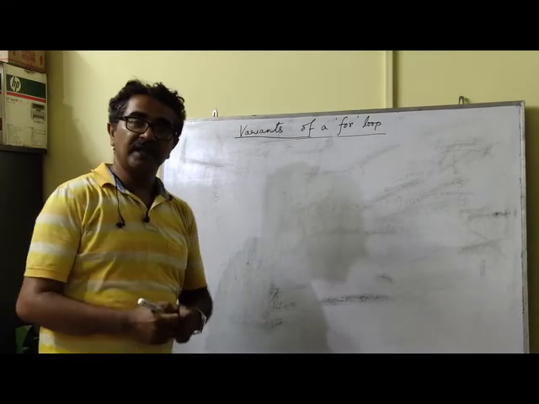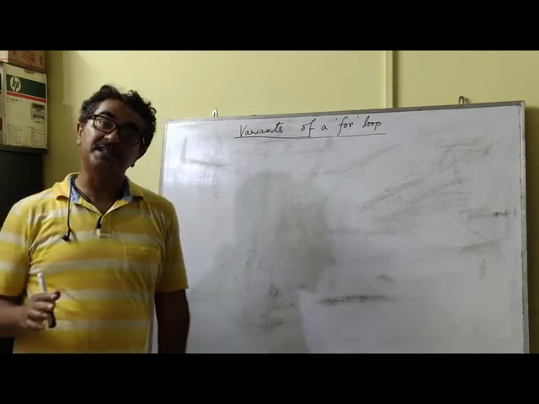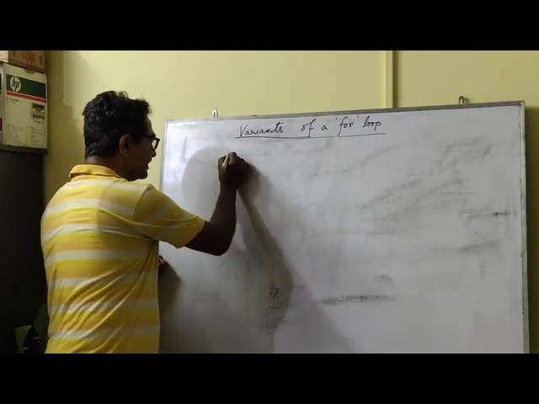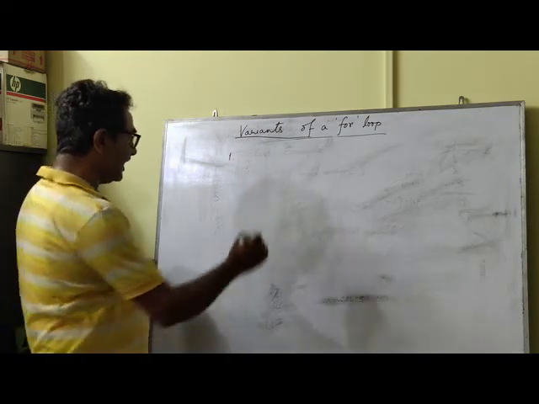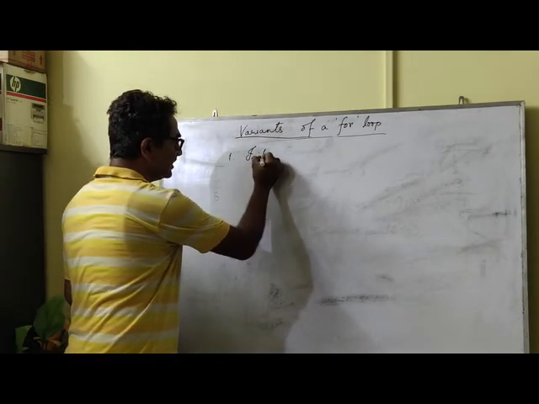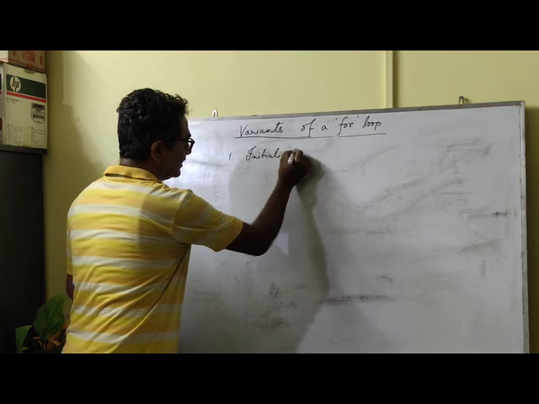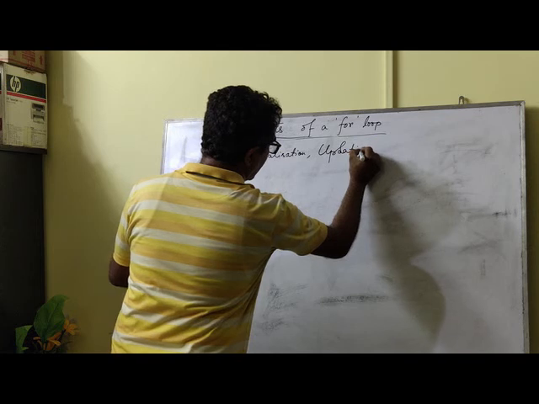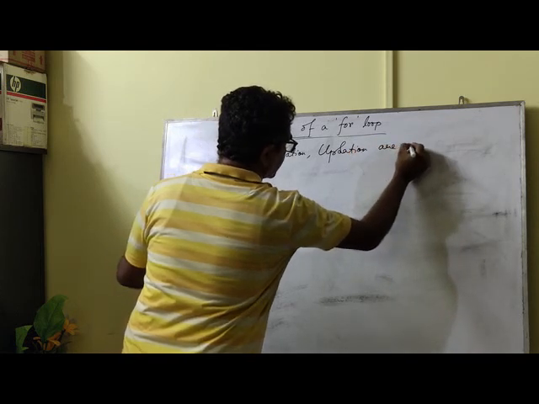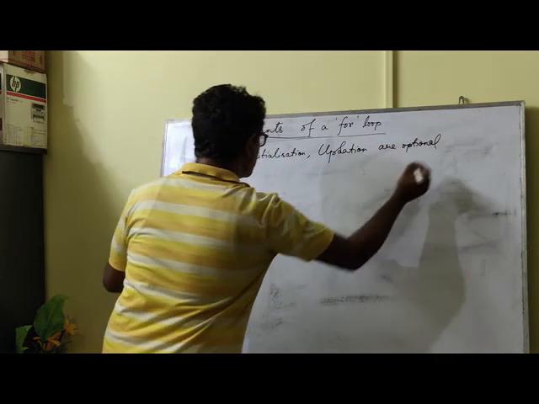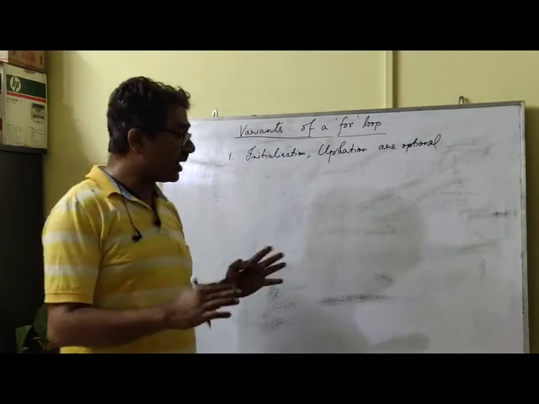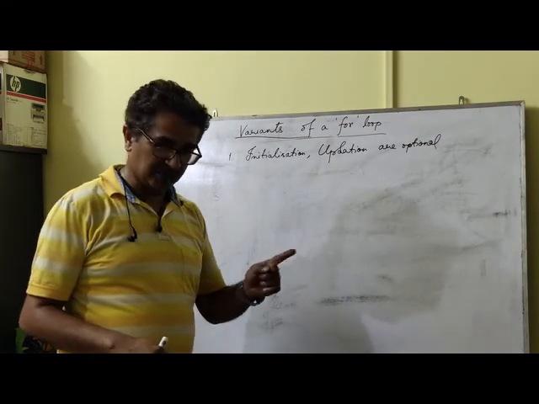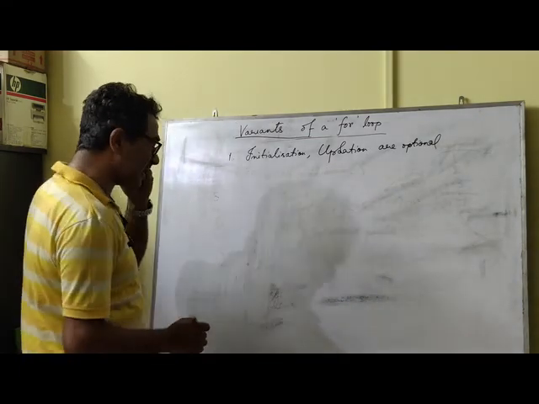So next we are going to begin with the variants of a for loop. That is, what are the different ways we can write a for loop. So first, let me tell you, initialization and updation are optional. That means it is not essential to write the initialization or updation inside the entry point of the for loop, which you have learned using the general syntax. I'll give you an example to illustrate this.